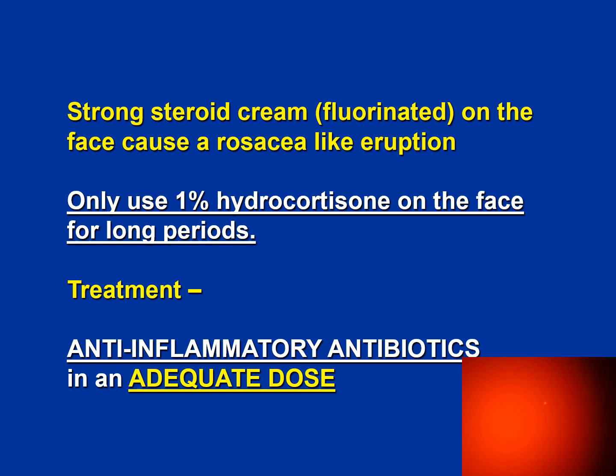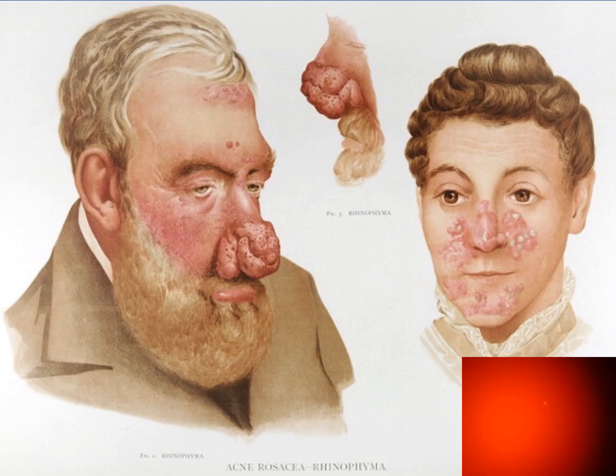Only 1% hydrocortisone cream is safe to apply to the face for long periods of time. Any other form of cortisone cannot be applied to the face for long periods without damaging the skin. The pictures show a complication of rosacea called rhinophyma. The increased blood flow in the skin leads to proliferation of the skin's tissue and affects mainly the nose. The nose becomes big and bulbous.